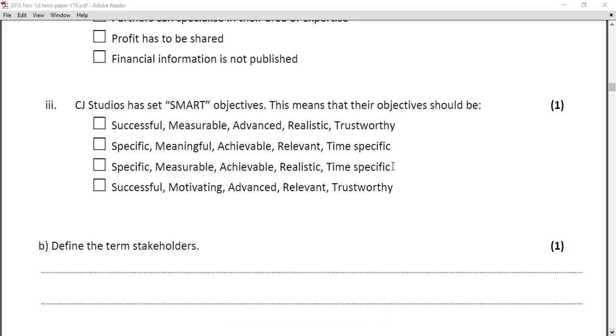You should know this. SMART means the qualities of an objective. When you're setting an objective, a clear objective must have these qualities, right?